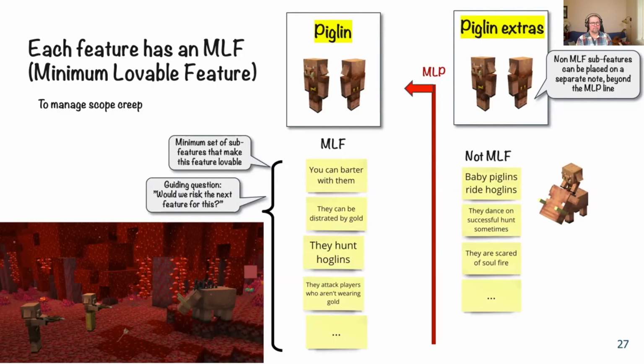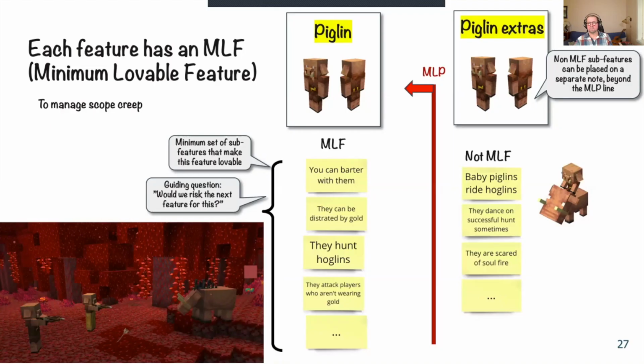So with that in mind, we would put that kind of thing in a separate note called, let's say, piglin extras or whatever. Those can be put on the wall as well, but they go after the MLP, and then they get prioritized in comparison to other things that are also outside the MLP. So this is how we manage scope creep. Scope creep can be okay, but it should be deliberate, and we shouldn't be swelling the minimum lovable product side of it. We should add that after.